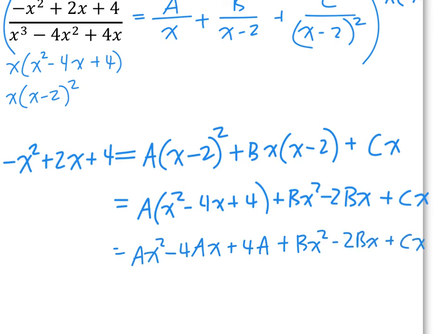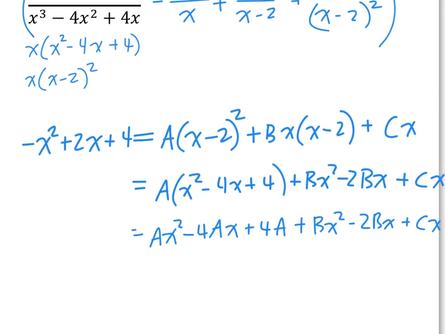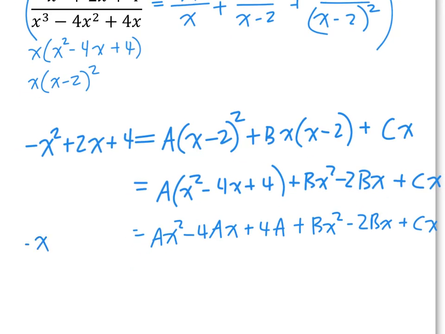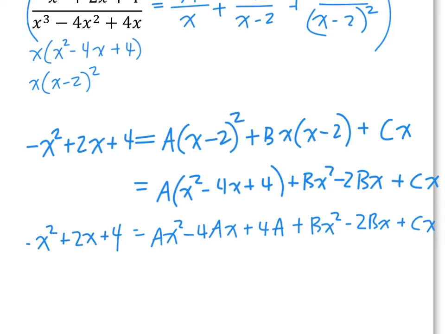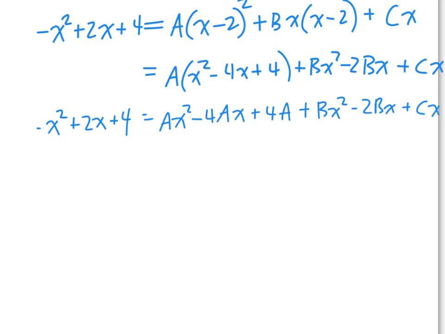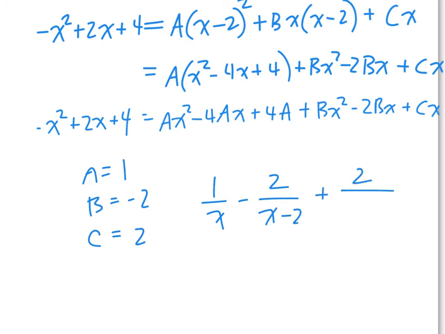All right, the ones that look the same have to be combined together into one big coefficient and then made equal to the left-hand side. A is 1, B is negative 2, C is 2. So this is 1 over x minus 2 over x minus 2 plus 2 over x minus 2 squared.